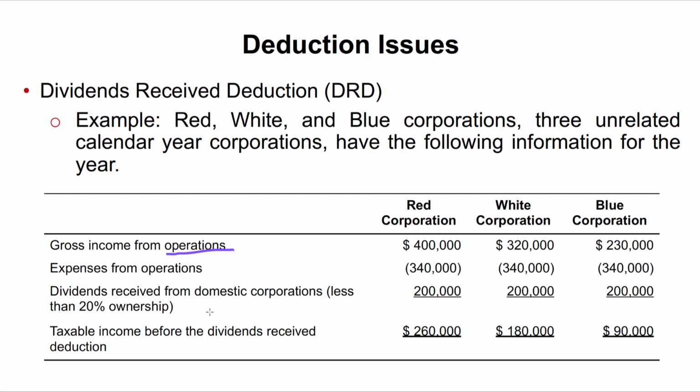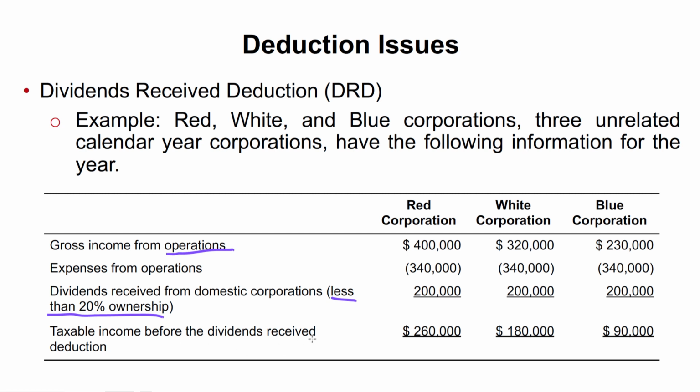We've got expenses from operations. We've got dividends received. Now note that in all 3 of these situations, Red, White, and Blue, they all own the same exact ownership. It's less than 20%. If you really want me to be more concrete, let's say they own 15%. Let's say that Red Corporation owns 15% of this corporation at issue. Okay, we'll call it USA Corporation. White Corporation owns 15% of USA Corporation, and Blue Corporation owns 15% of USA Corporation. Now, we're not dealing with the other corporations because obviously that equals 45%, so there's 55% more. We're just focusing on Red, White, and Blue.